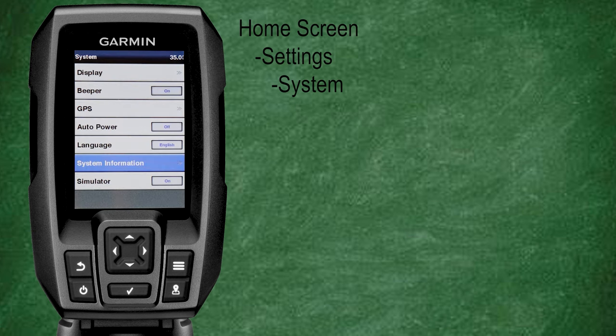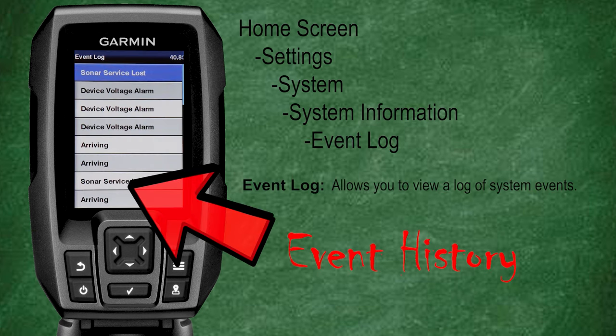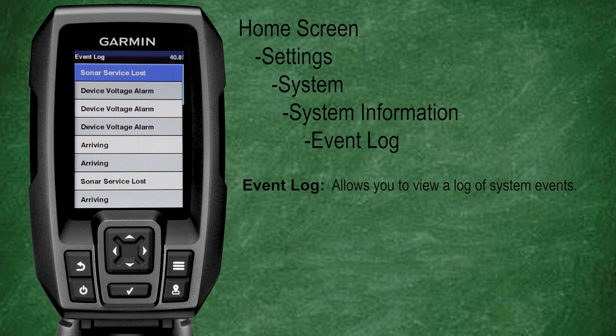Scrolling down and selecting system information, we'll see that we have a new set of menus for the event log, Garmin device, software information, and factory settings. The event log will show you a list of system events such as alarms and notifications. This can be extremely useful when troubleshooting issues or looking back into past historical events such as traveling to a waypoint or arriving at a waypoint destination.